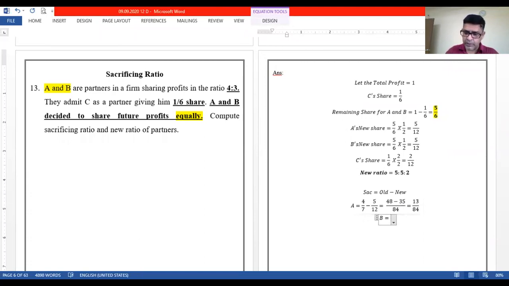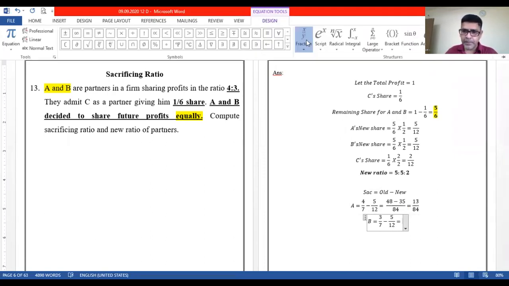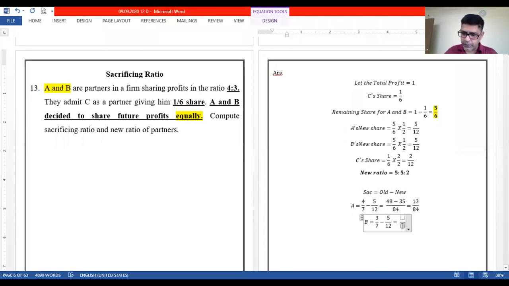B is equal to 3/7, the old share, minus 5/12, the new share. Okay, the LCM over here again will be 84, right? 12 3s are 36 minus 7 5s are 35. So 36 minus 35 is 1/84. Okay, so now we have the sacrifice share of A and B individually. So the sacrifice ratio is equal to 13:1.